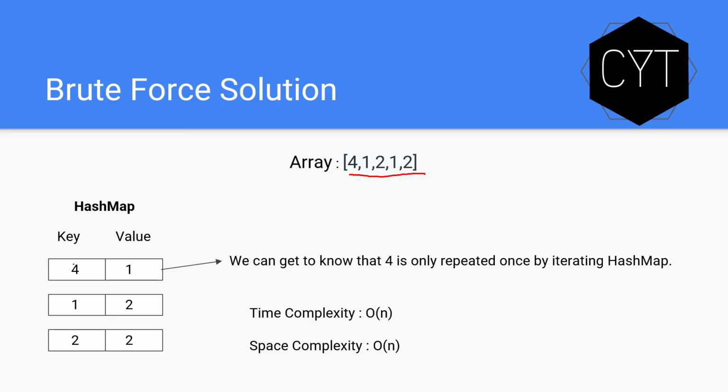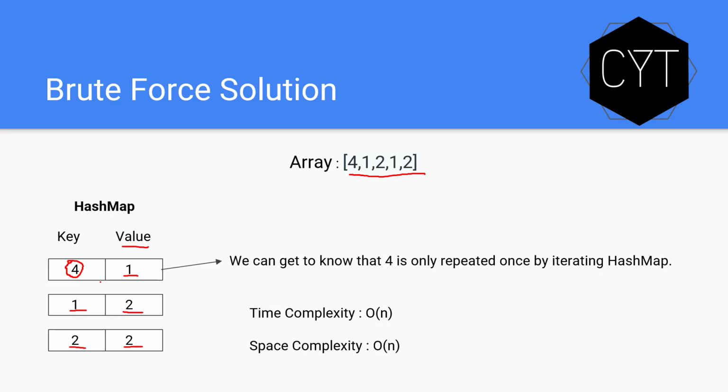For example, if you see here, our key is 4, and here the key represents the values in the array and the value represents the frequency of the element that has appeared in the array. So element 4 in the array has appeared only once, element 1 has appeared twice, and element 2 has appeared twice again. So we have to return number 4.